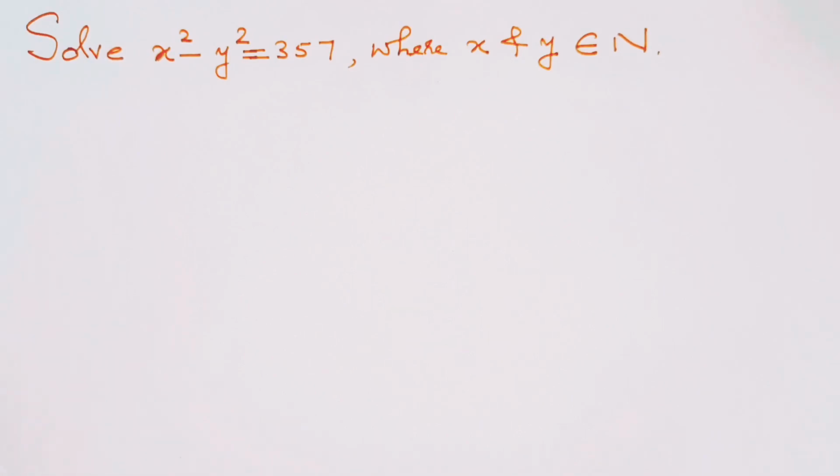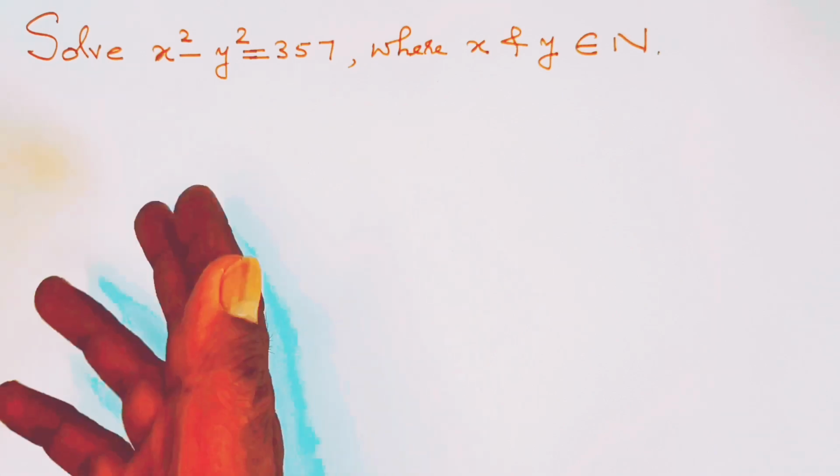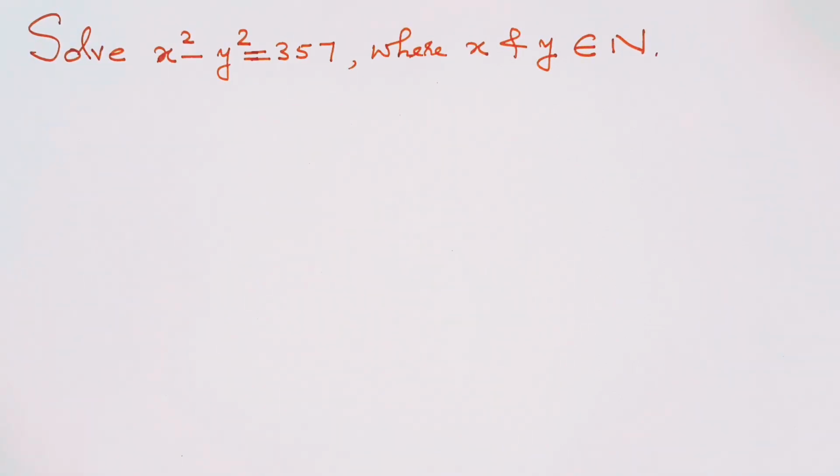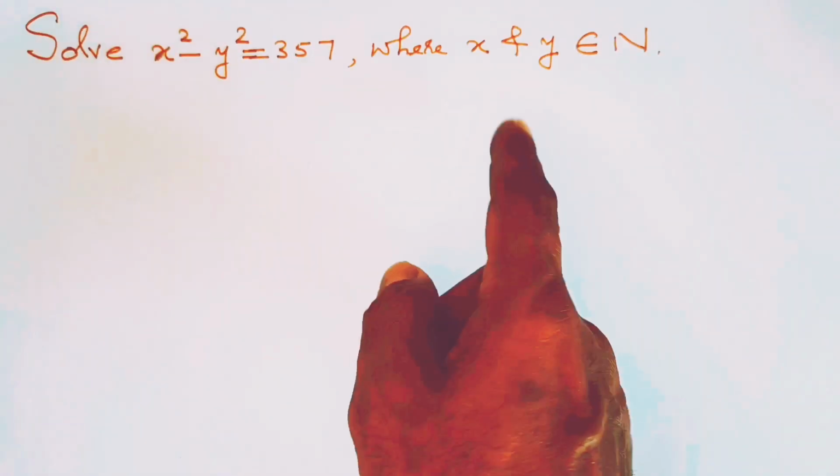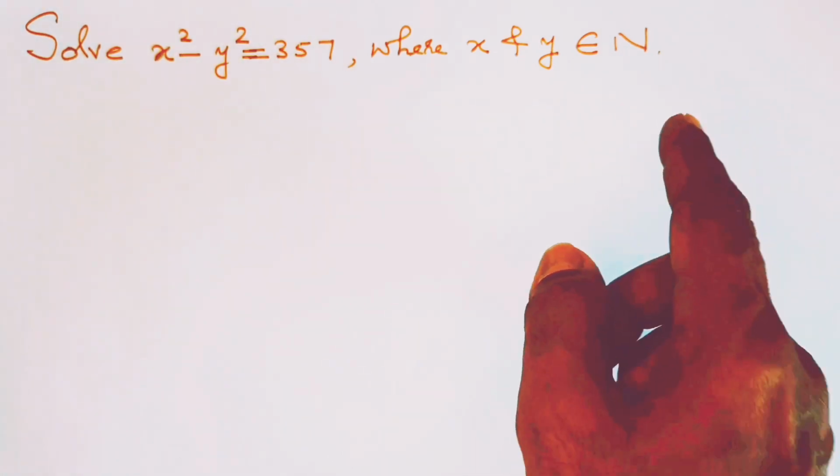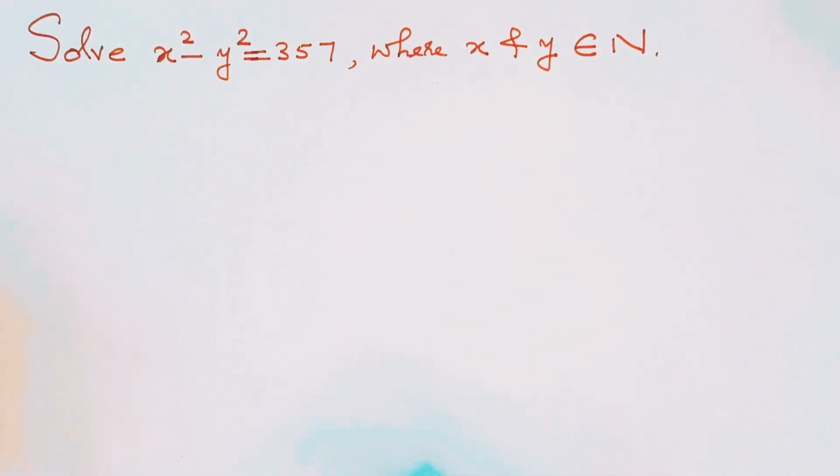Hi friends, today we are looking at a problem where we are going to solve one equation with two variables. The equation is x squared minus y squared equal to 357. As you can see, there are two variables. Generally, if an equation has two variables and there is only one equation, you get infinitely many solutions. But in this case, they say the variables are restricted to be natural numbers or positive integers.